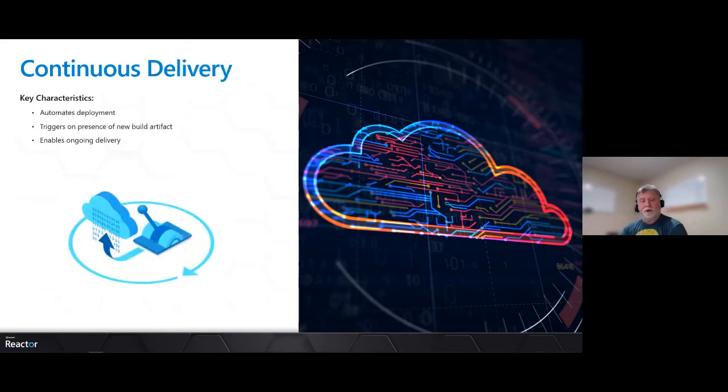Now, continuous delivery takes the output of that continuous integration, right, that build, and then automates its deployment into various environments. Could be intermediate environments in which the software will be further validated, or could even be automated deployment all the way to production. So usually the CD part of this triggers on the presence of a new build artifact.